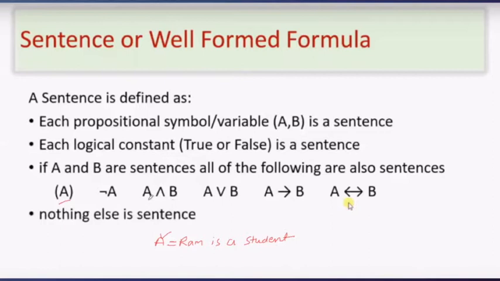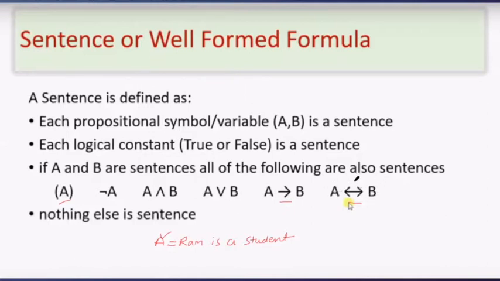Let's say we have two sentences, Ram is a student and Shyam is a student. Shyam is a student will be represented by B, Ram is a student will be represented by A. So we write A and B, with the and symbol: Ram and Shyam both are students. Or we can say A or B: Ram or Shyam is a student. Here, A implies B: if Ram is a student, Shyam is also a student. And with biimplication, if Shyam is a student, Ram is also a student.